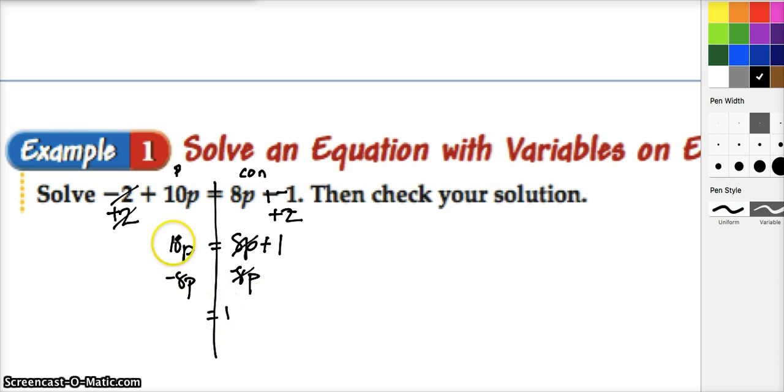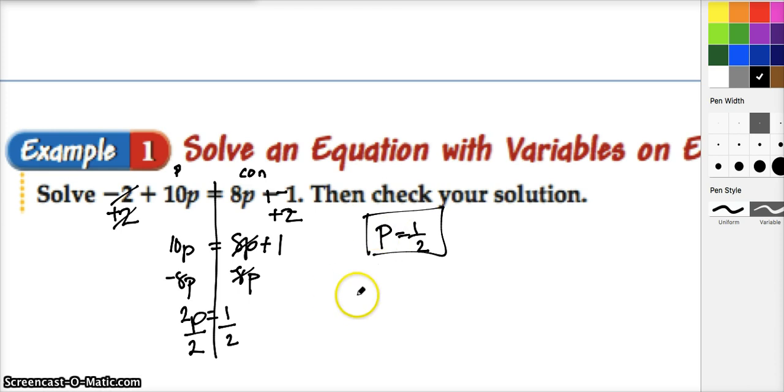And then I get 1, so 10p minus 8p is going to be 2p. So if 2p is equal to 1, remember, how do I isolate p? By dividing both sides by 2, because who's bothering p? 2's bothering p. How is 2 bothering p? By multiplication. What's the opposite of multiplication? Division. So I've got to divide both sides. I get that p is equal to 1/2.